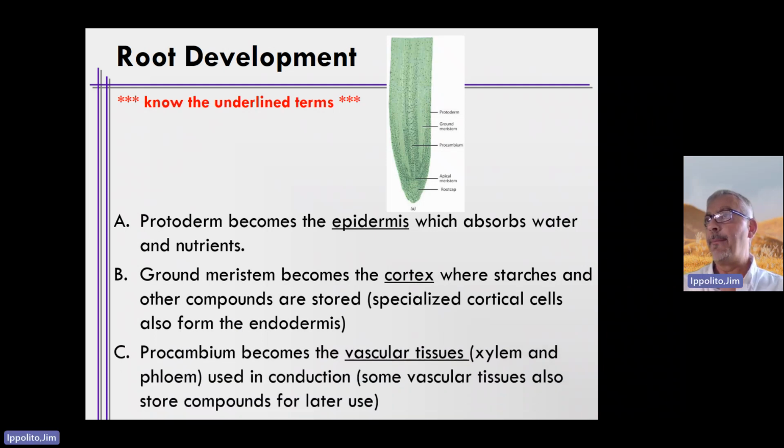And then the procambium, right in the center, becomes the vascular tissue. Maybe you've known it as the xylem and phloem. And this is used for conduction, transport of water and nutrients up into the plant and carbohydrates down to the roots.